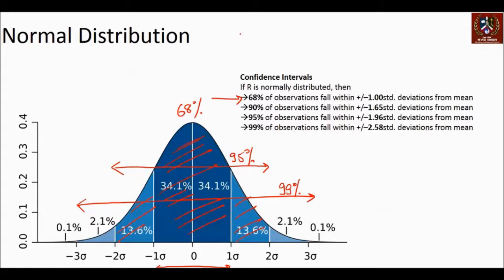So if you are looking at data for 200 days, roughly 136 days, which is about 68%, should fall between plus minus 1 standard deviation. Roughly 190 days will show returns between minus 2 sigma and plus 2 sigma. And roughly 198 days will show returns between minus 3 sigma and plus 3 sigma. That's important. Let's test this.